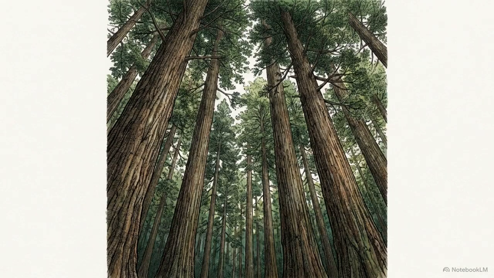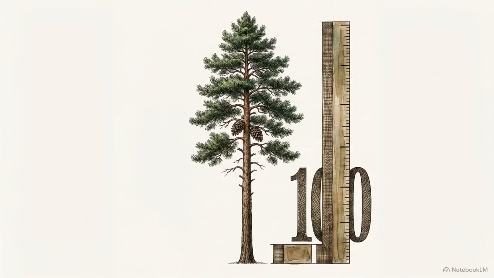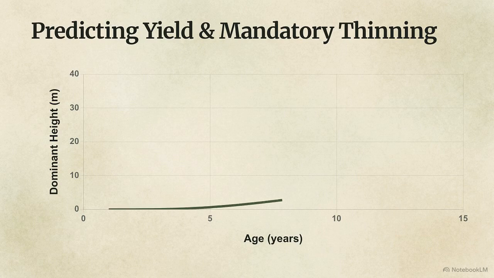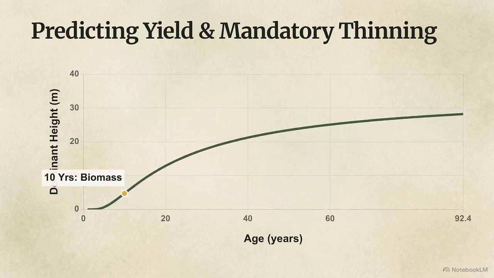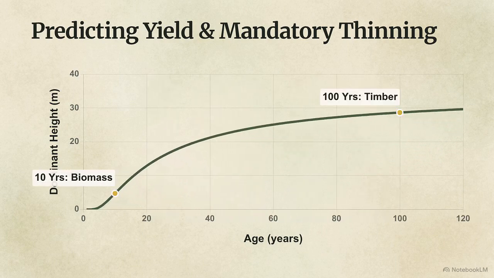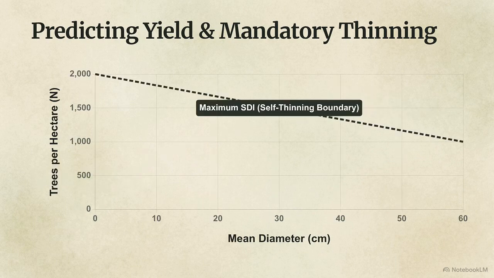To calculate how fast that next generation will grow, foresters rely on the site index, the single most practical metric of a location's biological productivity. This chart breaks down the site index, calculating the height of dominant trees at a specific reference age using the Schumacher equation. This base age varies: 10 years for fast-growing biomass or 100 years for slow-growing timber. Height growth remains constant regardless of crowding, providing a stable baseline.